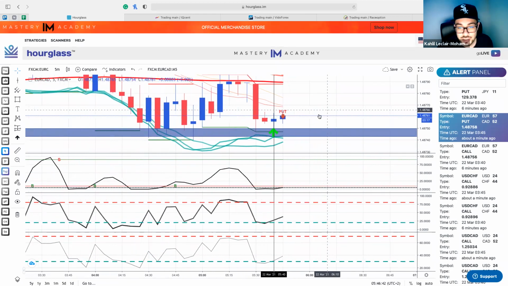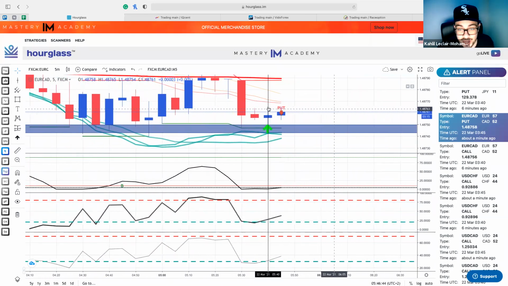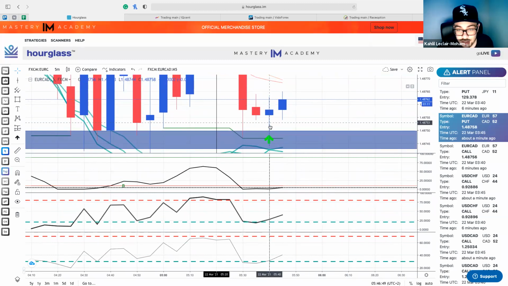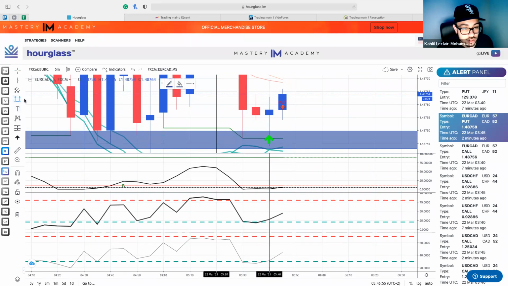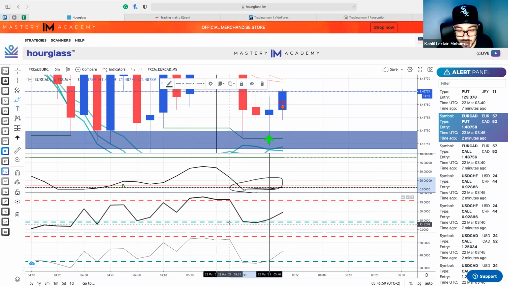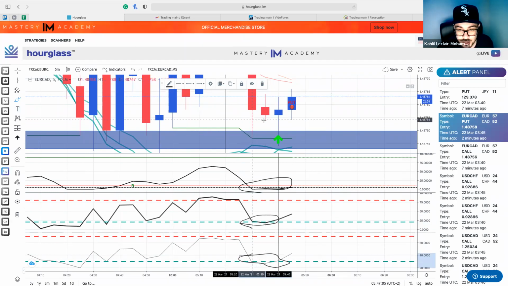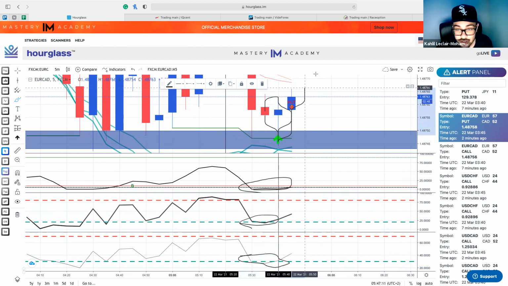Okay. Awesome. Now, as you can see, what took place right here? We had oversold indicators, right? Everything was below the red line, okay? I'm trying to circle that as best as I can. And then we also had price fail. And we had that shift in direction.